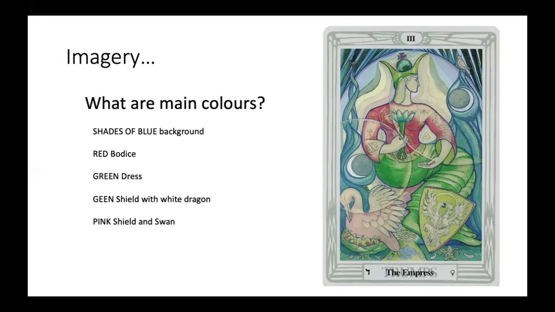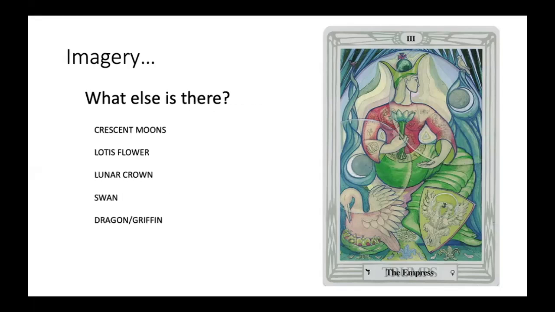So what's going on? What is the story here? What else is there? There are two crescent moons. There are lotus flowers. There's a lunar crown. She's wearing that lunar crown with the circle and the cross above it, which actually is materialism over spirituality, if you want to look at it that way. And there's a dragon or a griffin. So again, each of these symbols is there for a purpose.